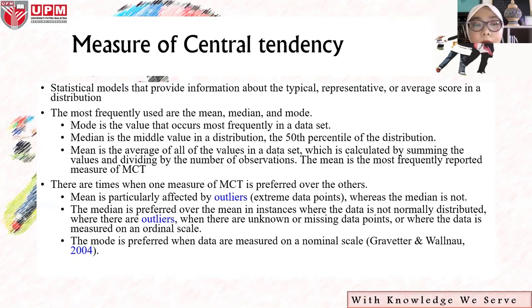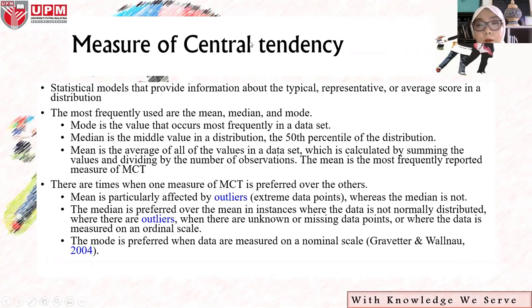Mode refers to the value that occurs the most in your data set. Median refers to the middle value in a distribution, or the 50th percentile of the distribution. And the mean refers to the average of all of the values in a data set, which is calculated by summing the values and dividing by the number of observations. So the mean is the most frequently reported measure of MCT.